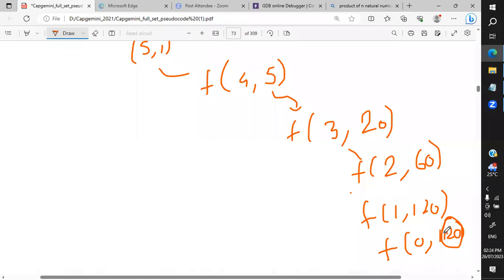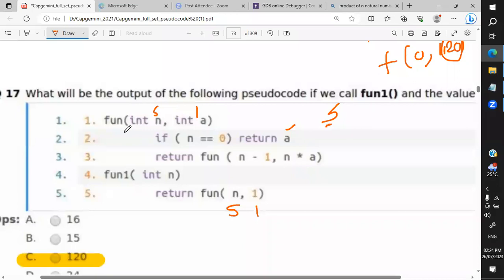Understood that, everyone? It's actually a factorial program, right? Is it clear or not, boys and girls? It's calculating the factorial. I hope you understood that. Can I go for the next one if it's clear?